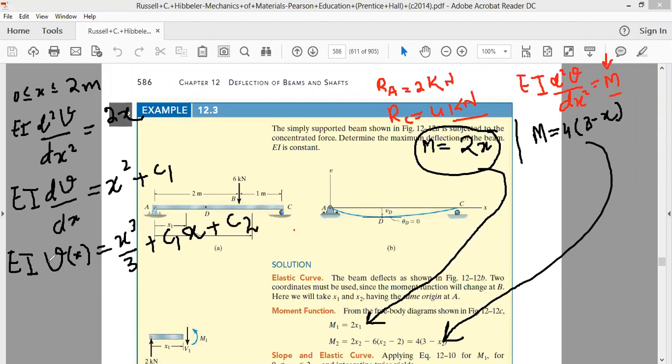Therefore this equation and this equation are very important for us, because this equation tells us about the slope. d nu by dx is the slope of the deflection curve, and this gives us the equation of the deflection curve in the region going from x is equal to 0 to x is equal to 2 meter. Now we'll go ahead and apply the equations for the deflection curve for x going from 2 meter to 3 meter.